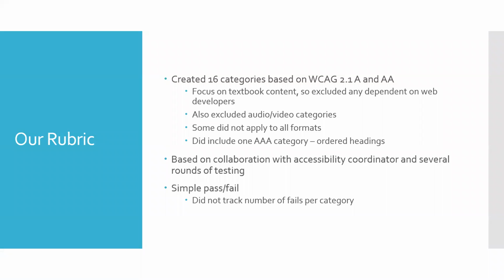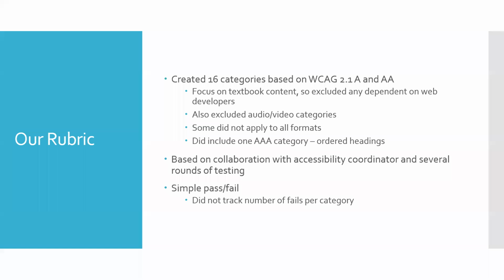We also excluded audio and video categories. We're finding that most textbooks are very much like a traditional textbook. They're not really including audio and video, and that was just a lot more time intensive to do. There are some technical things that made it harder for us to evaluate those or feel comfortable evaluating those. So we excluded those. We also should note that our 16 categories did not apply to all of the formats we studied. I think the most categories that applied to one format were 15. So we don't actually ever have 16 categories for one format.